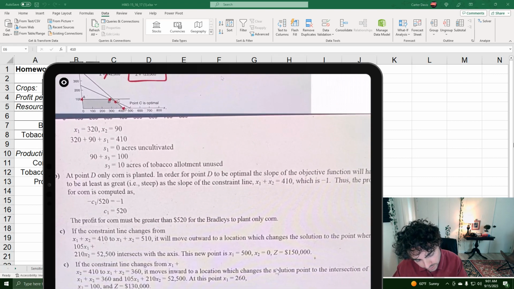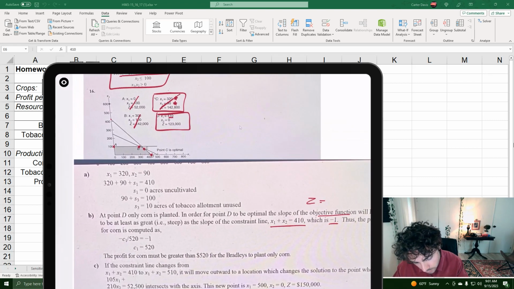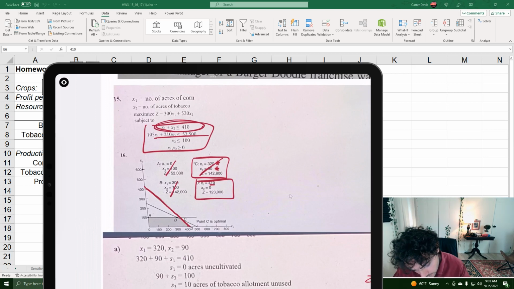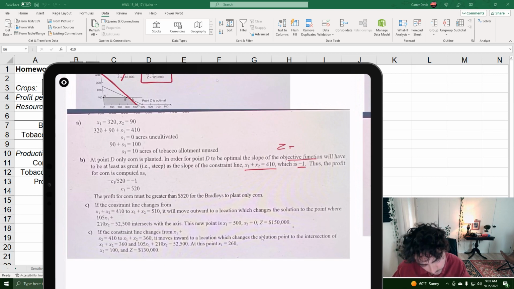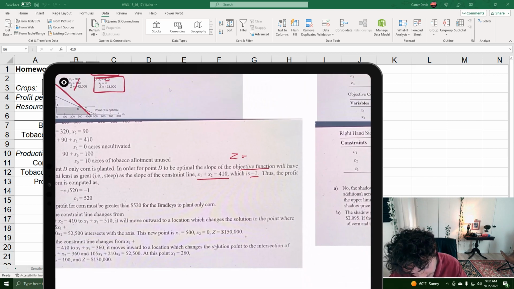They say at point D, only corn is planted. In order for point D to be optimal, the slope of the objective function, they're talking about the profit function, the z equals, will have to be at least as great or as steep as the slope of the constraint line, which is -1. So we look at the constraint line, which has a slope of -1, and that comes from this constraint here. They say the slope of the objective function would have to be as steep as that. And so we think about the objective function, which was the 300 x1 plus 520 x2.